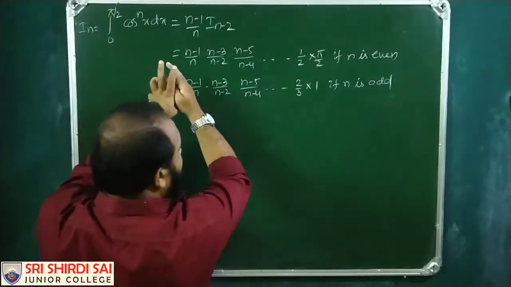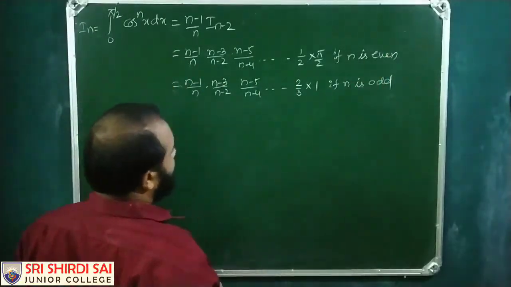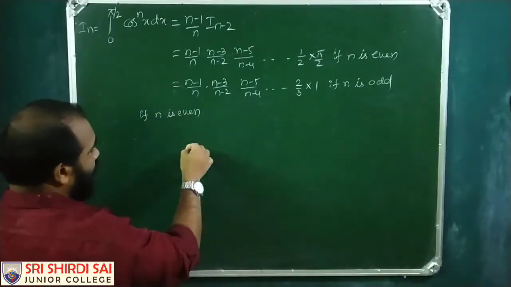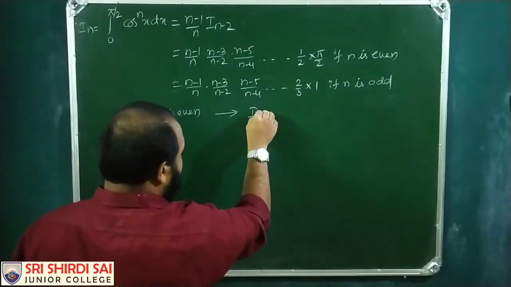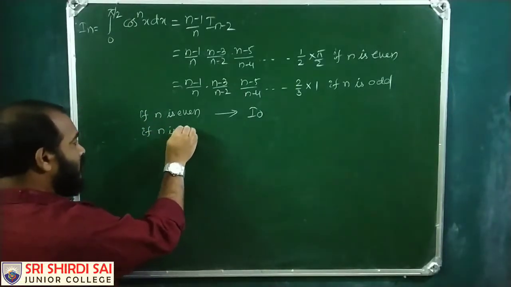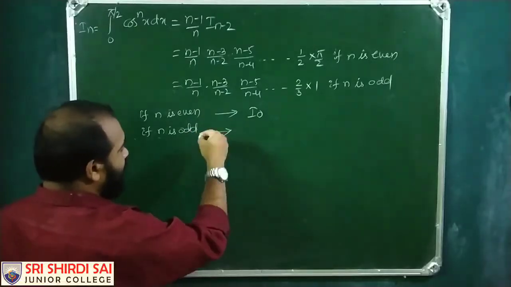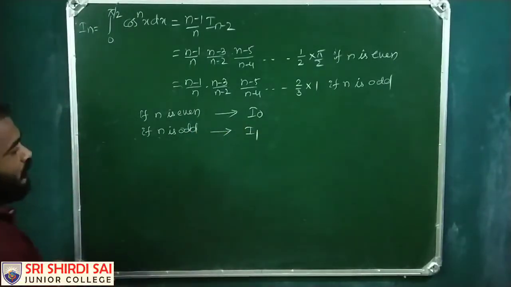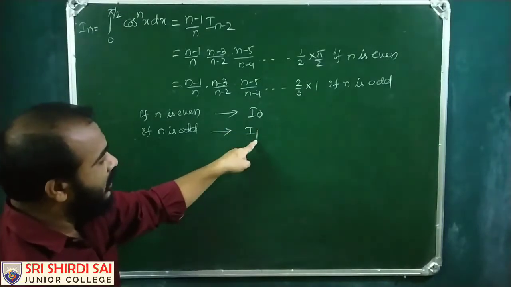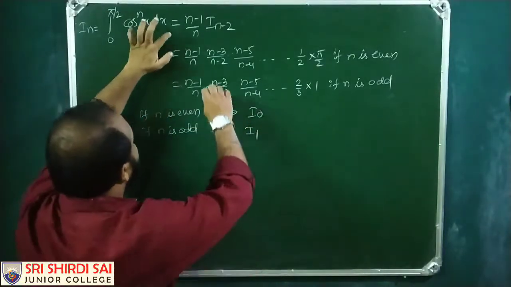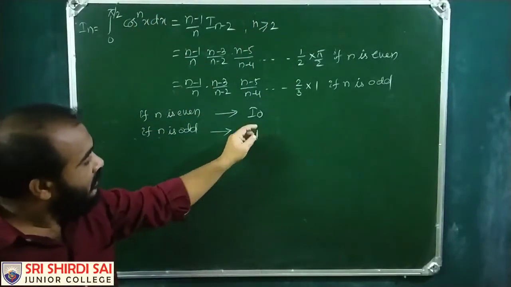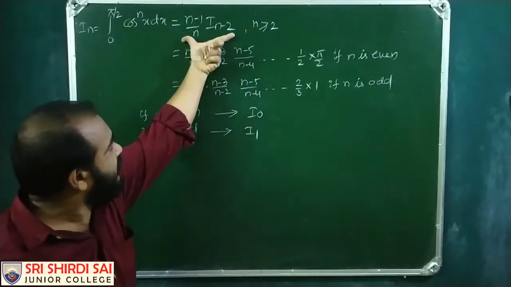If we keep on reducing, if n is even, we get I naught as the last term. If n is odd, we will end up with I1. Since I naught and I1, that is 0 and 1, are less than 2, and this formula is only valid for n greater than or equal to 2, we cannot substitute 0 or 1 values in this.